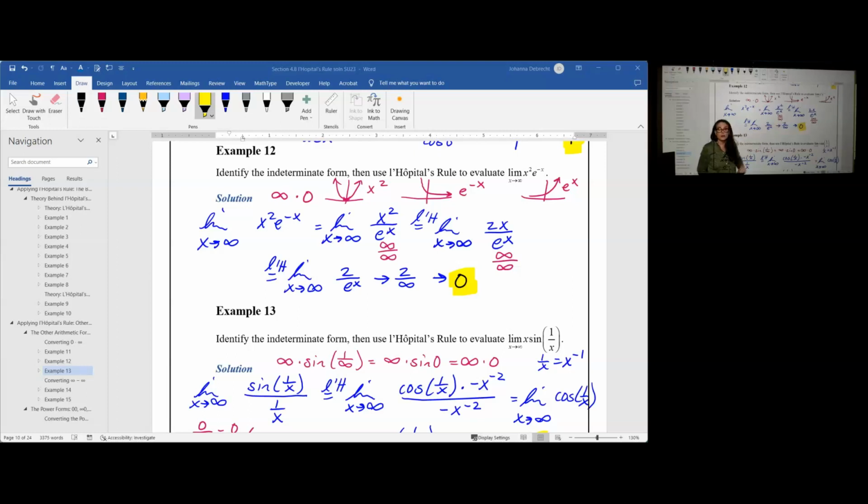E to the x we know goes to infinity. 2 is fixed. As the denominator gets larger, it drives it to 0. Let's now look at example 13.